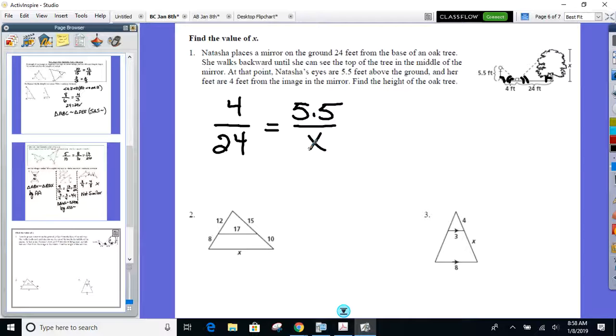Please just make sure, take a look. Hold on, champs. Am I allowed to flip the X and the 5.5? No. See how I started with Natasha over here? The other ratio has to start with her as well. The order needs to match. And yes, we do need to cross multiply. I'm not going to do these for free. Let's get going.